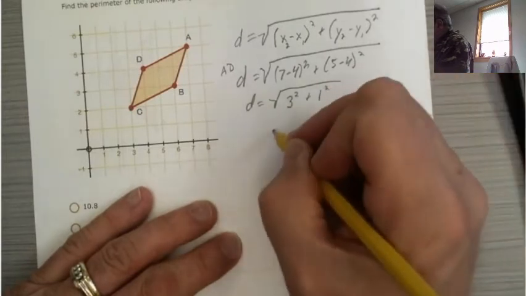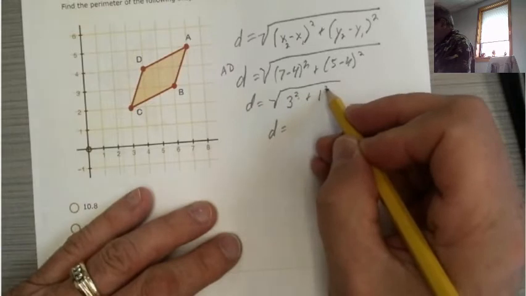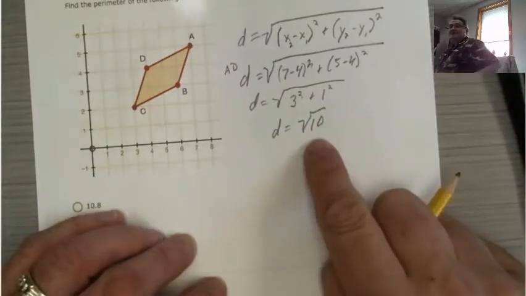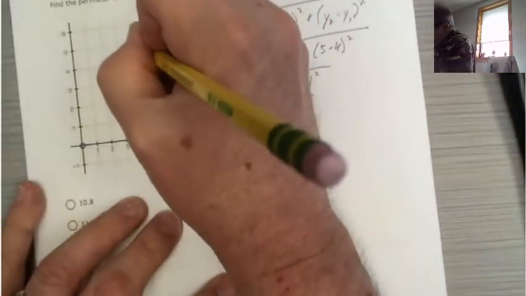The distance equals 3 squared is 9, 1 squared is 1, 9 plus 1. So that is the square root of 10. This distance is the square root of 10.